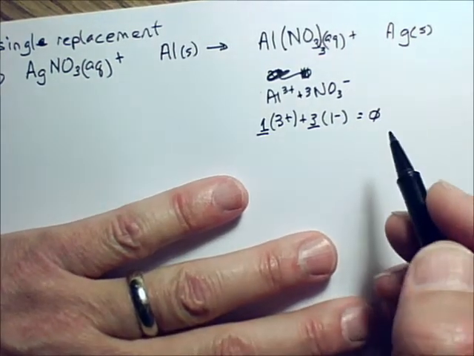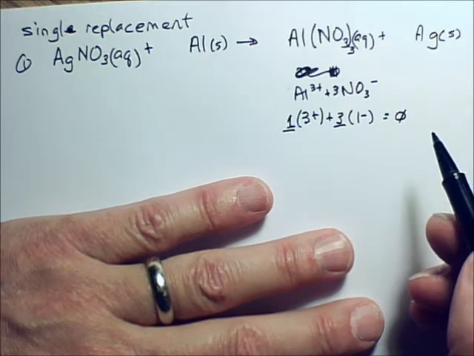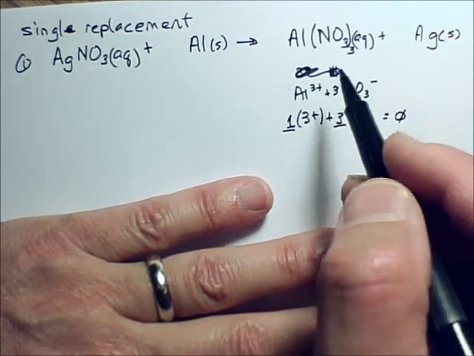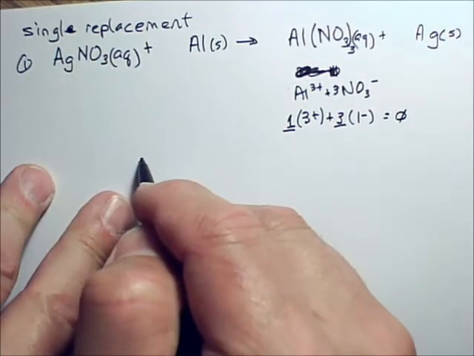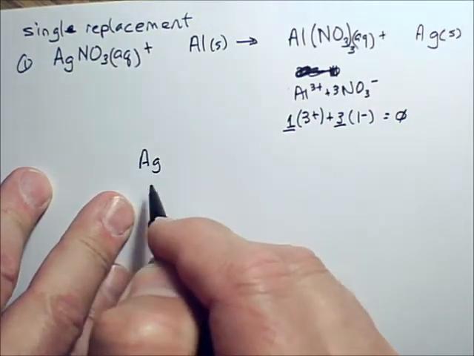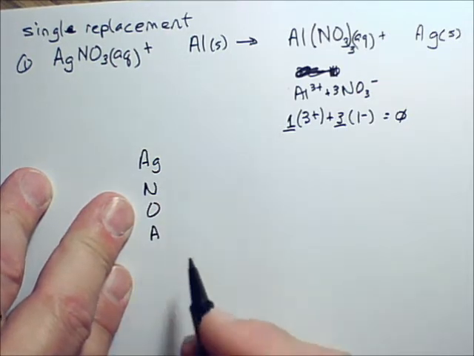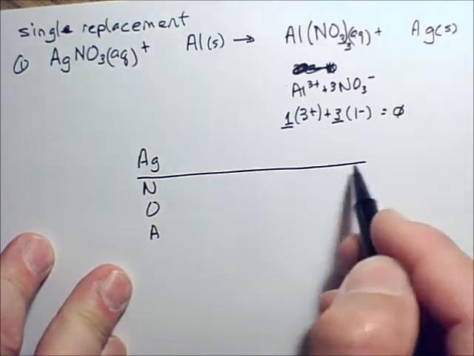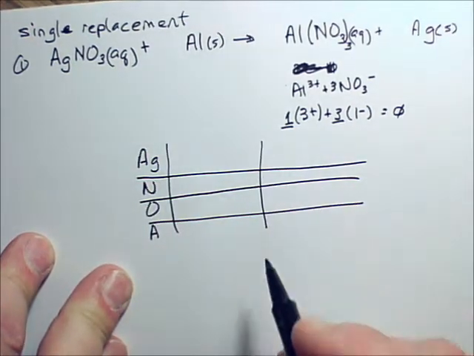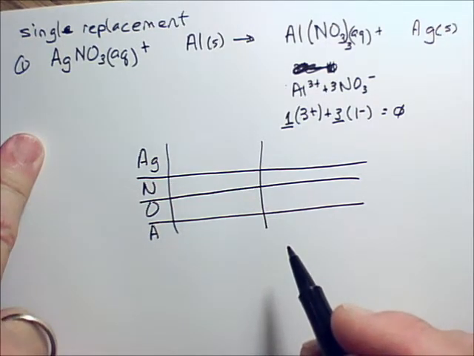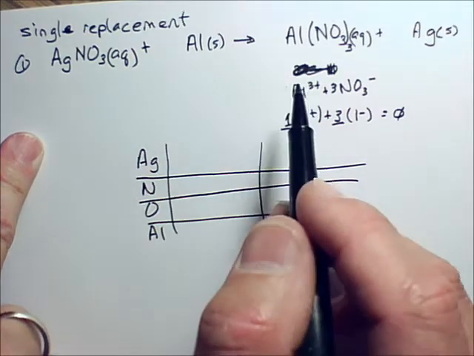Okay? Now that we have all the formulas balanced, we can balance the equation. And for that, we're going to use an atom inventory. I'm going to write down all the elements in the equation in a kind of spreadsheet, and count all the elements on the left side and count all the elements on the right side.